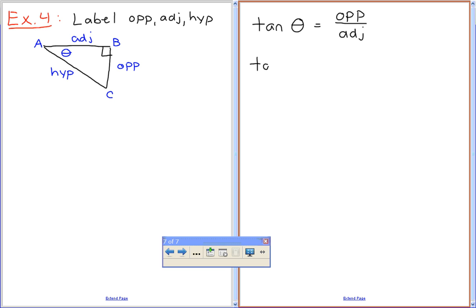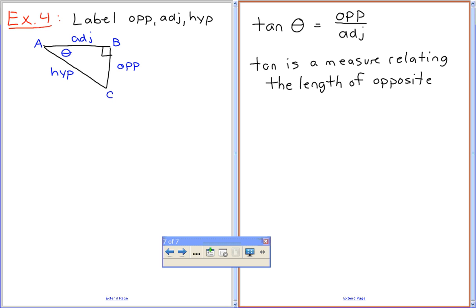Tan is a measure relating the length of the opposite to the length of the adjacent. And remember, theta is an angle.